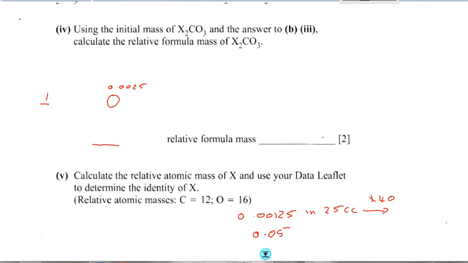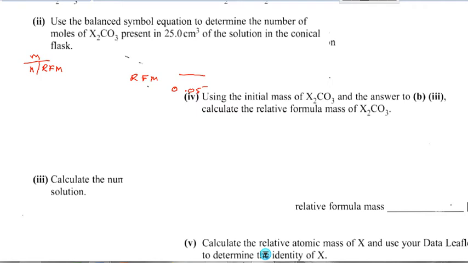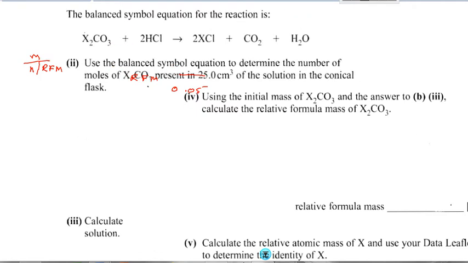So we're up to part 4 and part 5 now. Let's have a look. Using the initial mass of X2CO3, calculate the relative formula mass. Again we've got to go back to the other equation, which was number of moles is equal to mass divided by the RFM. So the RFM is going to be equal to mass divided by moles, which we've just calculated. And the original mass of the solid was 3.7.